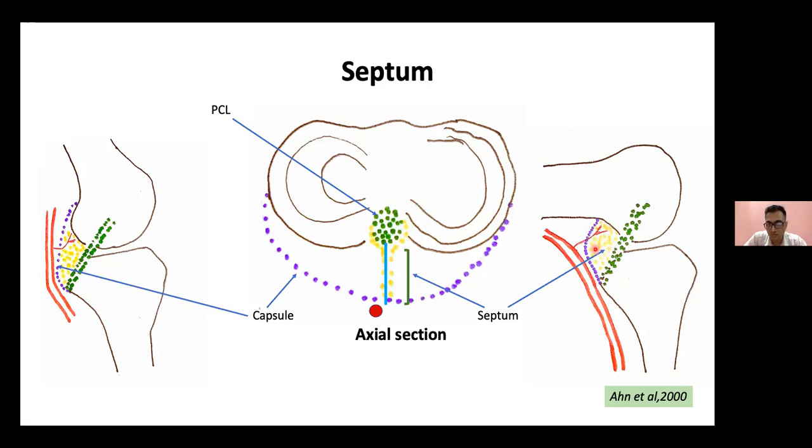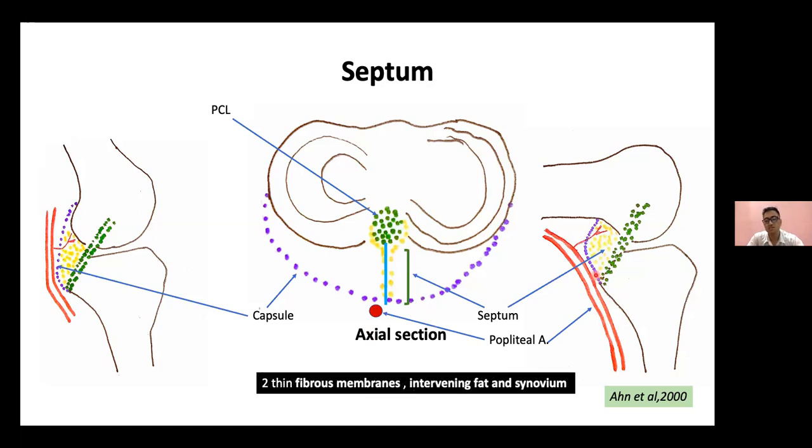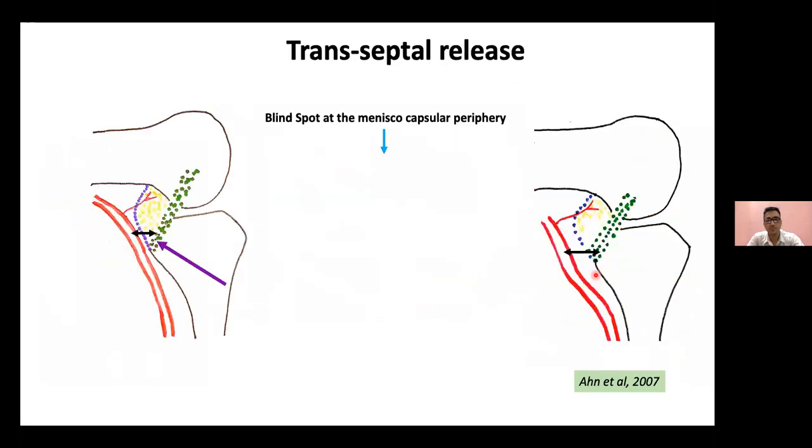But there is no harm in releasing the central portion of the septum. So this is the axial section here, and this is the popliteal artery. Now, the popliteal artery is very close to the septum. How do we release the septum? Basically, if we release the septum here, central and inferior portion, the popliteal artery is going to fall back more posteriorly. Here, this is before the release of septum, and this is after release of septum.